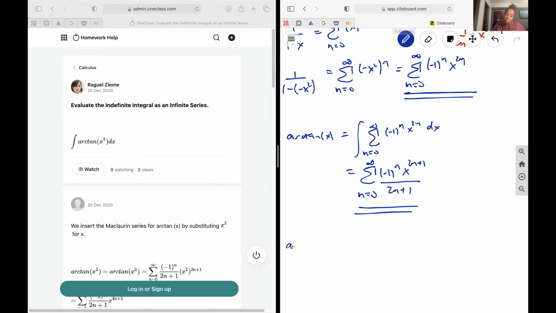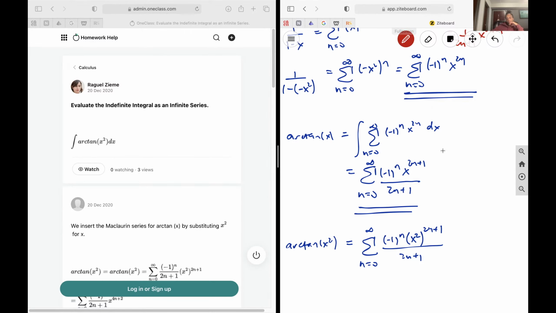So what I'm going to do is, again, just substitute x squared into here, and I'll get that it is the summation from n equals 0 to infinity of negative 1 to the power of n. I put x squared in the place of x, to the power of 2n plus 1, because x was to the power of 2n plus 1, all over 2n plus 1.